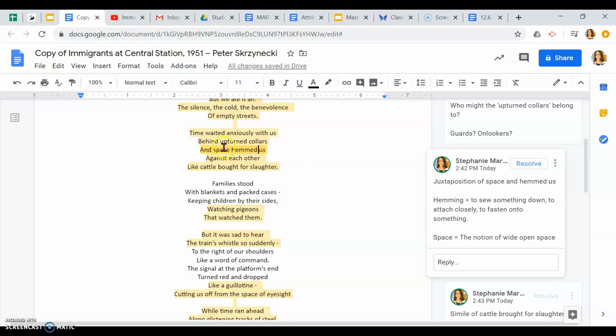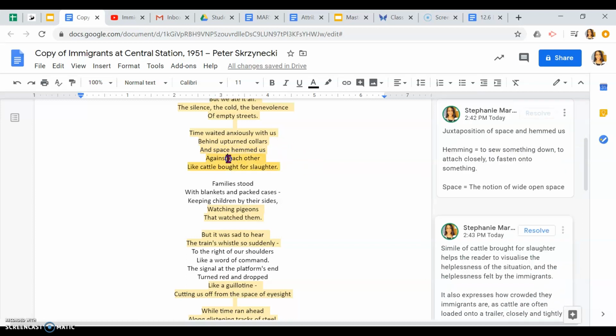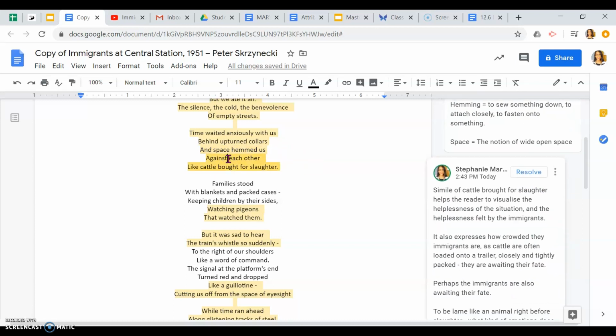So the juxtaposition is evident because when we think of hemming, the word hemmed or hemming means to sew something down, or to attach it closely or to fasten it to something. And space obviously is the opposite of that because we often think of a wide open space or a gap. So that juxtaposition there follows on again when the poet starts to talk about the fact that the space had hemmed them together against each other "like cattle brought for slaughter."